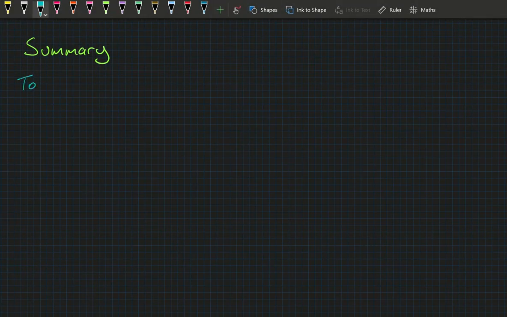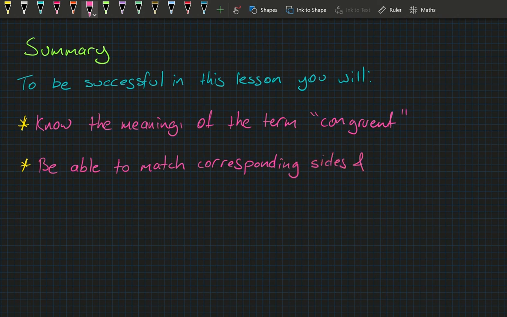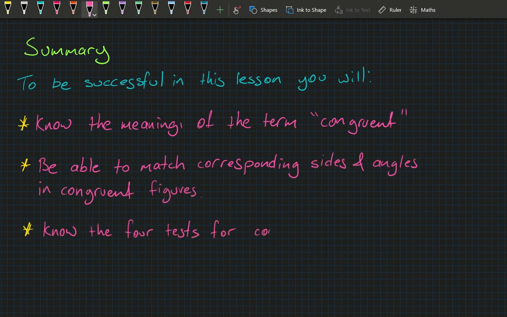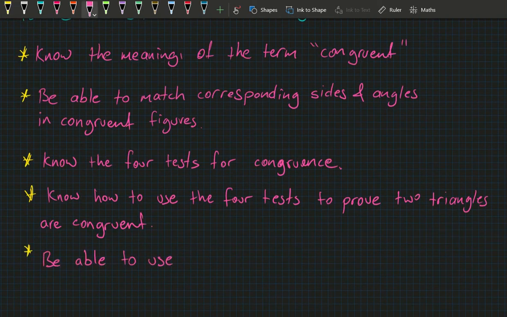To be successful in today's lesson, you will know the meaning of the term congruent, be able to match corresponding sides and angles in congruent figures, know the 4 tests for congruence in triangles, and know how to use the 4 tests to prove 2 triangles are congruent. And finally, be able to use congruence of a triangle to prove other properties.